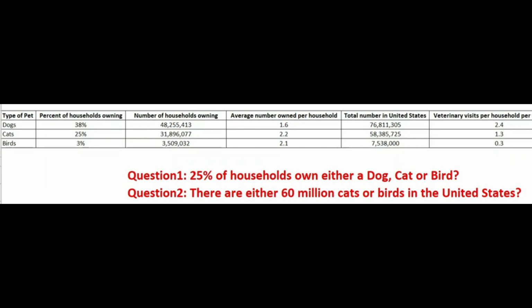Comes back as false. Why is it false? Because our original question asked if there are 60 million cats or birds in the United States. So if we look at our data, cats are only 58 million in the United States, and birds are only 7.5 million in the United States. The only animal or pet that's in more than 60 million households is dogs, or exists in the United States, are dogs.